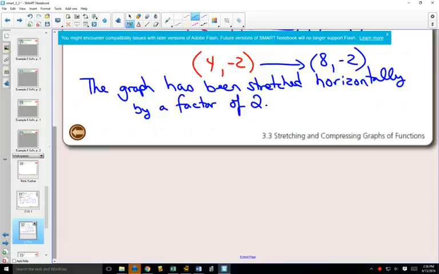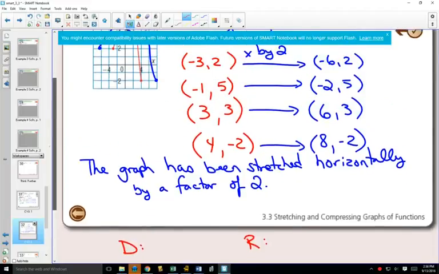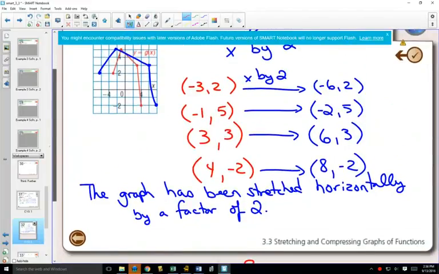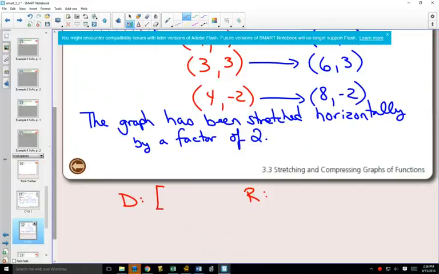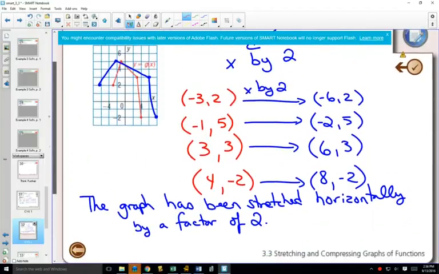Again, we're asked for the domain and range. I'm going to use interval notation this time. I haven't done that for a bit. So our smallest x value is negative 3, and our biggest x value is 4. And our range, our smallest y value is negative 2, and our biggest y value is 5, I think. Yes.